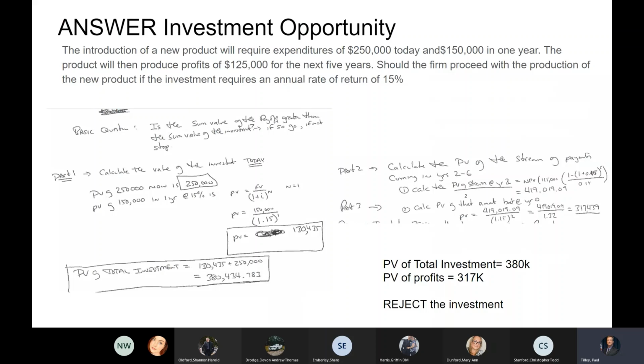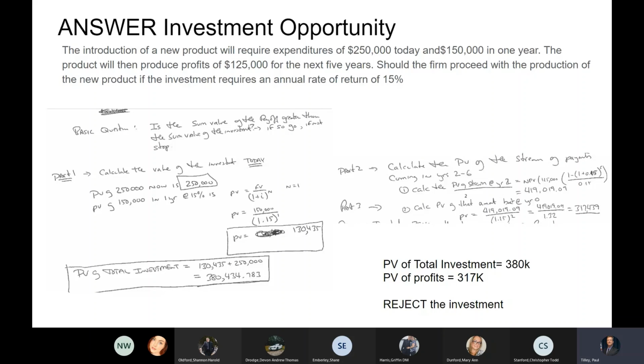And so we can get the present value, and we just put it in the present value formula. And that will come to $419,019.09. The problem is that $419,019 is in year 2. So we've got to bring it back in order to get the present value now. Bring it back 2 years, sorry. We're at 2 years, and it's $317,439. So essentially, that's the value of how much money is going to come in right now, $317.